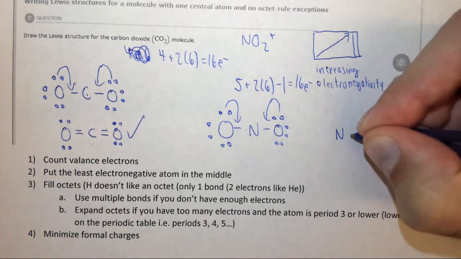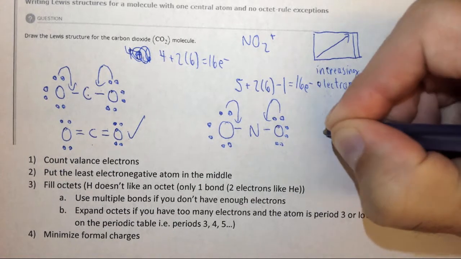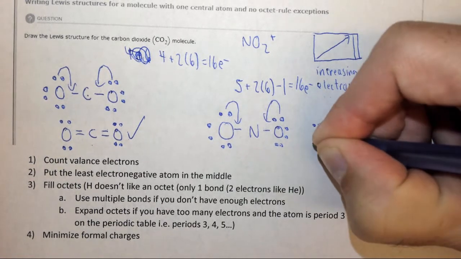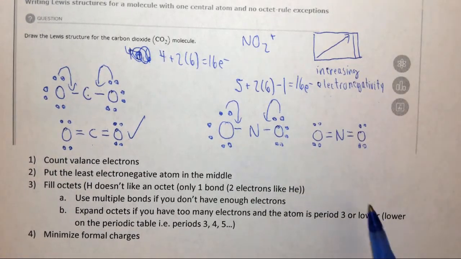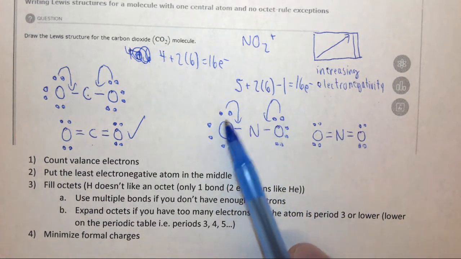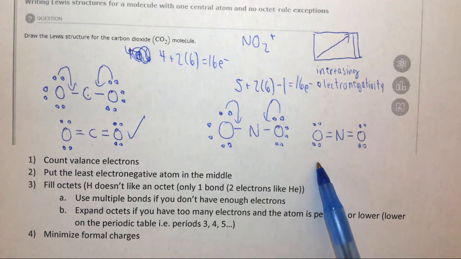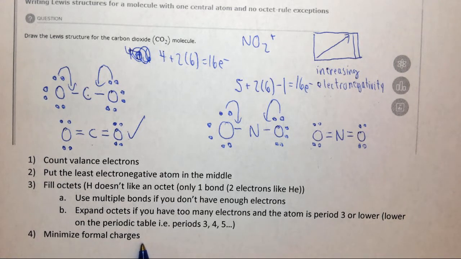So if I put nitrogen here, and double bond it to an O, and then double bond it to an O, I now have these 2 electrons going into the double bond, these 2 electrons going into a double bond, which takes oxygen from 3 lone pairs down to 2. So I've lost a lone pair on oxygen. Now, how do I check if I did that right? Minimize formal charges, which essentially means check the formal charges.